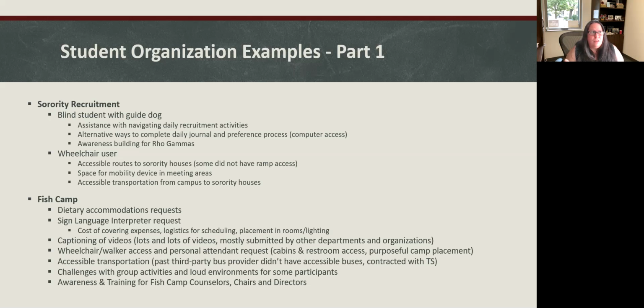They have had, in both T-Camp and in Fish Camp, wheelchair users who are counselors, and I think that also has helped them to think through because they've had to think of it not just from the student participant side, but also from the staff side.